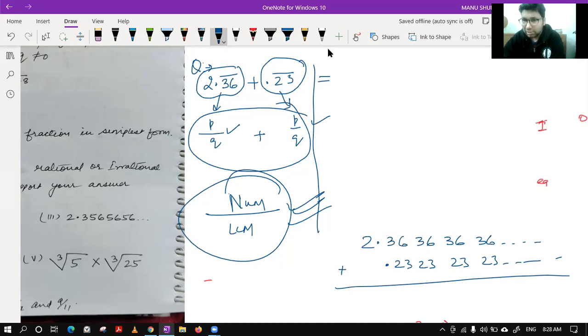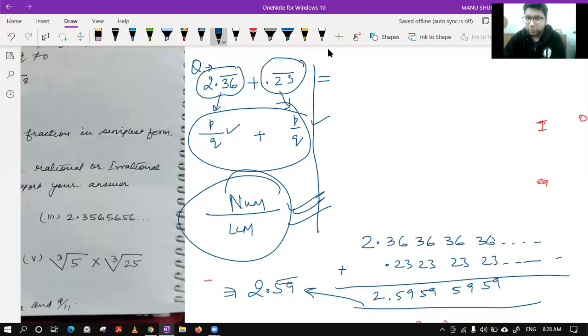How? Let me see. 6 plus 3 becomes 9. 3 plus 2 becomes 5. 6 plus 3 becomes 9. So 5, 9, 5, 9, 5 and so on. This is also correct. So you can directly add and say this is the resultant of this addition. And now you can perform the same p by q conversion only once. So this will actually save your time in this question, but in some places it may give you some problem.